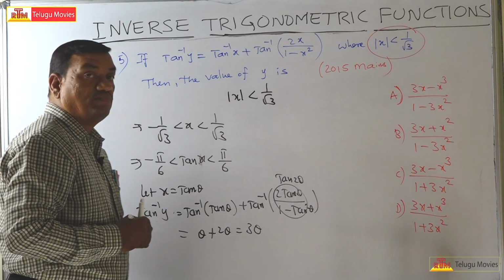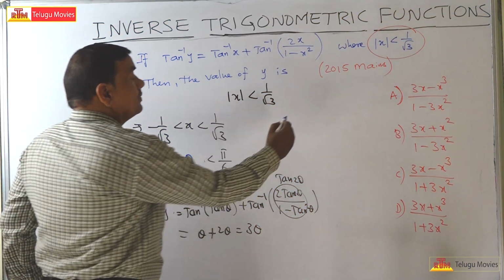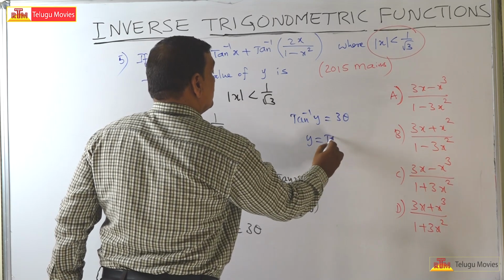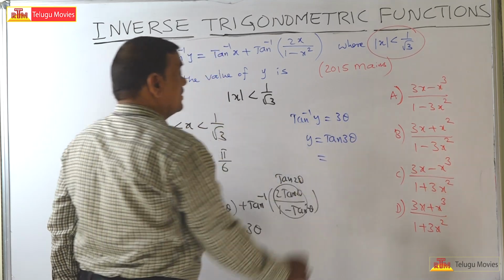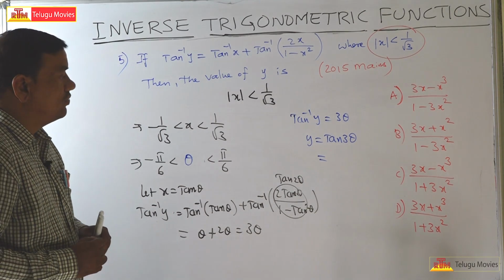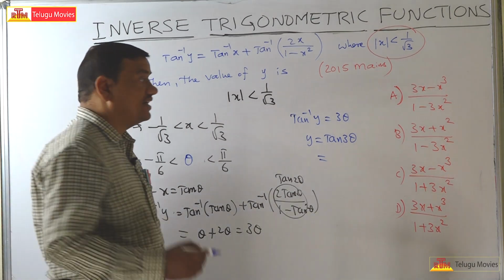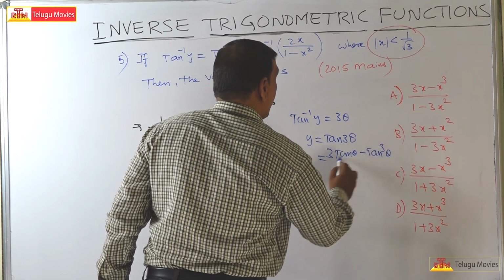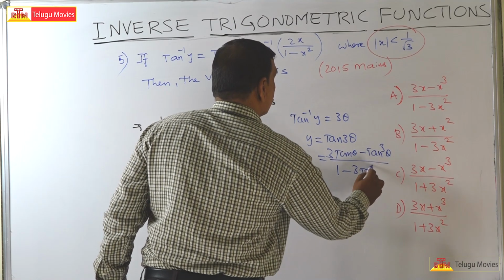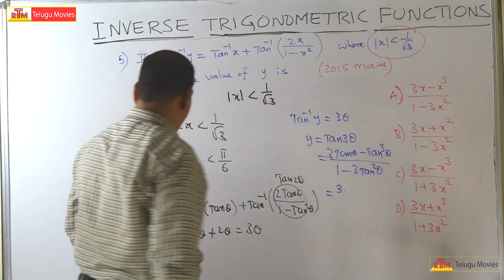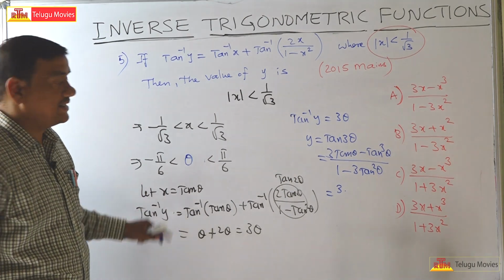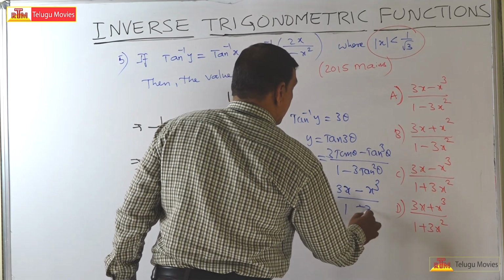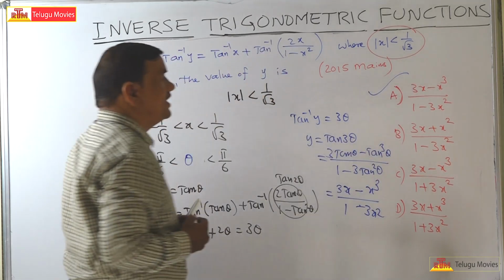So here what we got is tan inverse of y is equal to 3 theta, so y is equal to tan 3 theta. What is tan 3 theta? The formula is 3 tan theta minus tan cube theta by 1 minus 3 tan square theta. Tan theta value is x, so it is 3x minus x cube by 1 minus 3x square. Option A is the right answer.